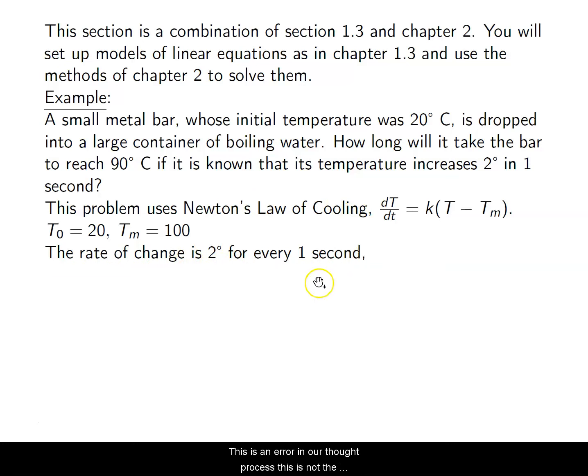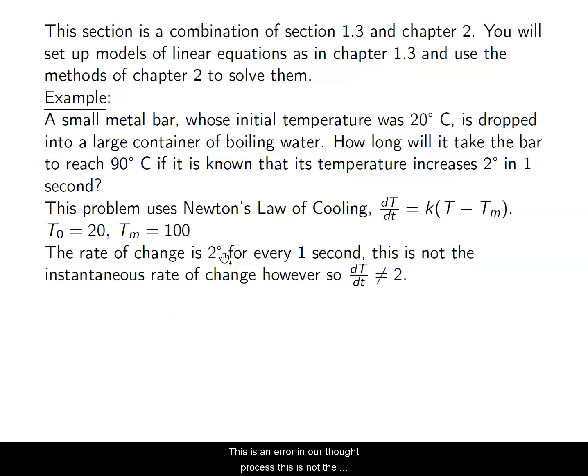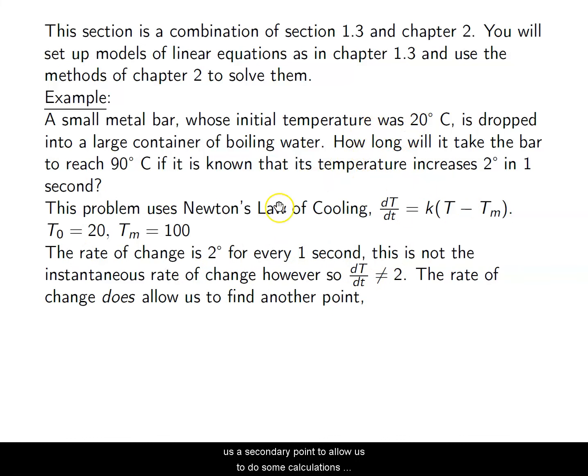However, this is an error in our thought process, okay? This is not the instantaneous rate of change, right? Instantaneous rate of change is your derivative, right, at whatever time. So we cannot say that T'(t) is 2, right? However, it does give us a secondary point to allow us to do some calculations, right? I know that at time 0, I'm at 20 degrees Celsius, and 1 second later, I'm at 22 degrees Celsius. So I have a secondary point, which is going to be helpful for me when I do my calculations, okay?